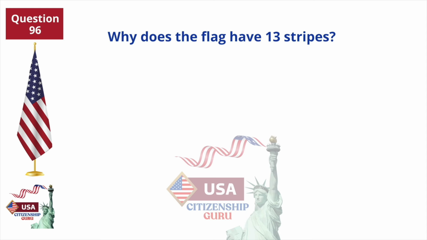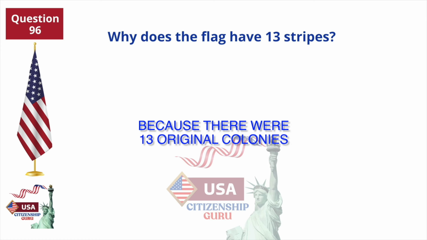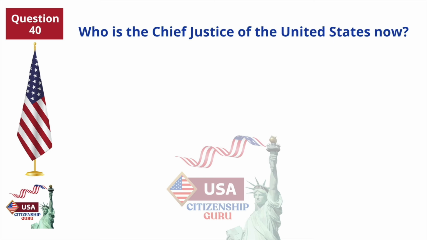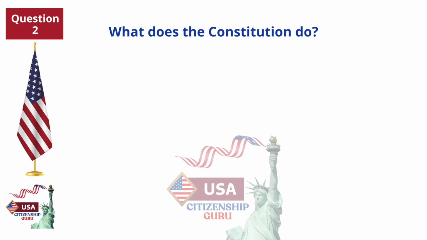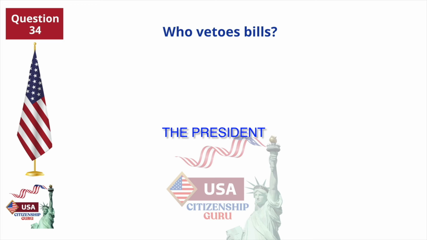Why does the flag have 13 stripes? Because there were 13 original colonies. Who is the Chief Justice of the United States now? John Roberts. What does the Constitution do? Sets up the government. Who vetoes bills? The President.